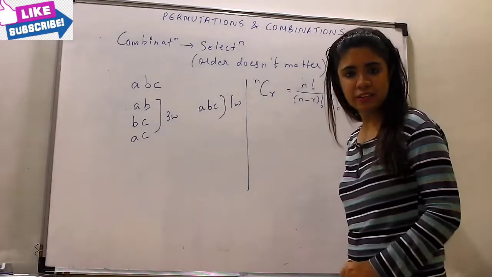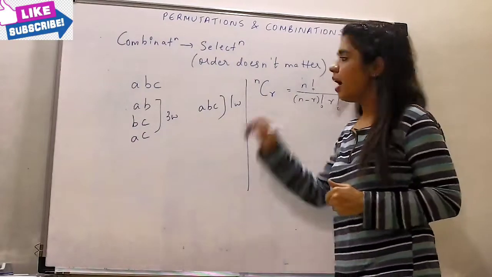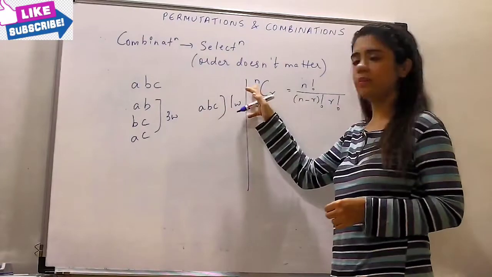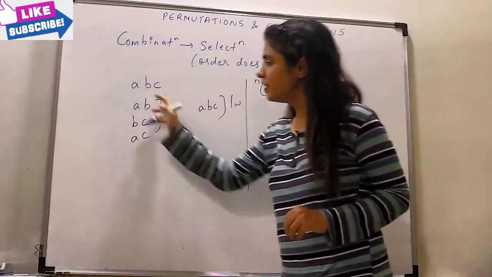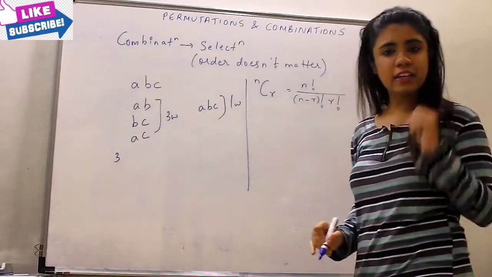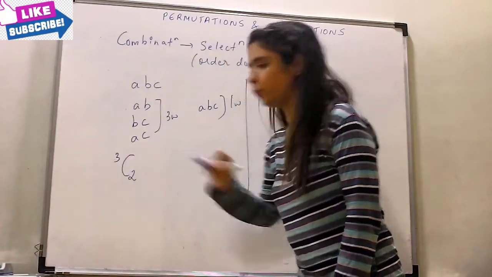Now what is N here? N is the total number of subjects you had. R is the number of subjects you have to select. Okay? Total number of subjects you had, and R is the number of subjects you have to select. Now in the first case, I had 3 subjects. I had to select how many? I had to select only 2. So it becomes 3C2. Okay?